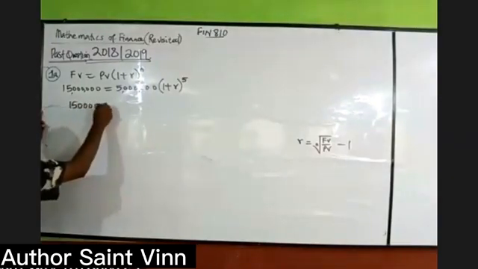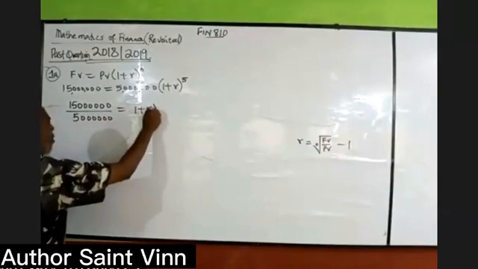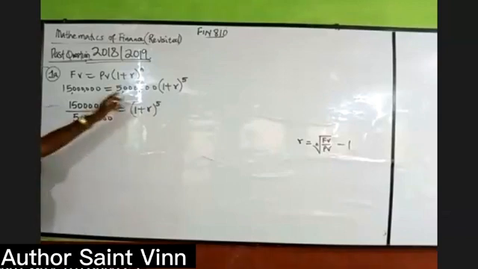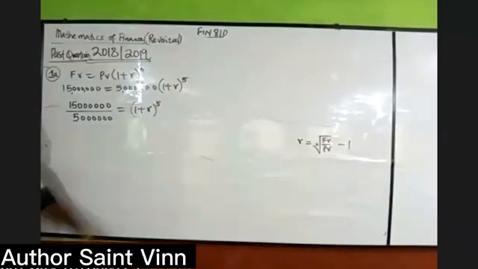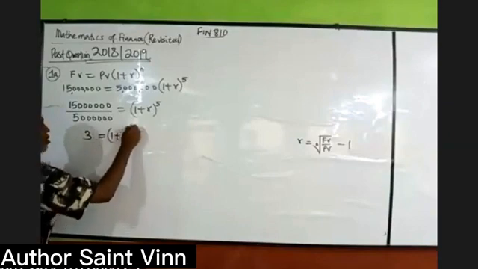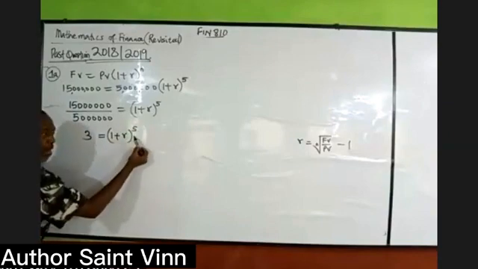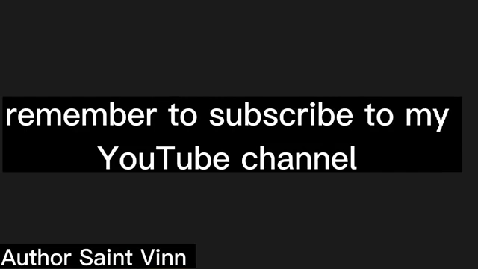15 million all over 5 million equals 1 plus R all raised to power 5. The coefficient of this is this, so divide both sides by 5 million, trying to make this the subject of the formula. Is it clear? Who is not clear? You cannot go home like that. You must know it by fire, by force. So here is 3 equal to 1 plus R all raised to power 5. This 5 over 1 will become 3 raised to power 1 over 5 equal to 1 plus R. Any question?